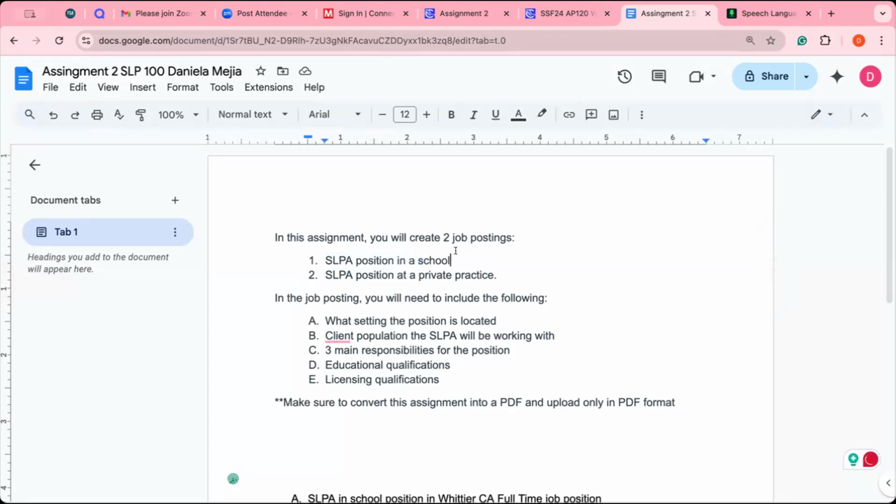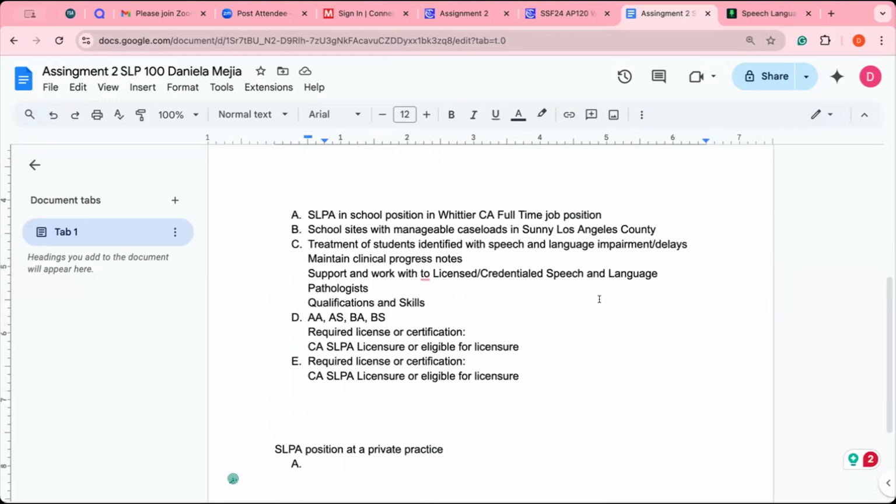It says you'll create it. Doesn't say you'll find it. This says you will create it. So you're writing it, aren't you? Yeah. And you're looking for a professional. So you need to create a posting for a position at a private practice.